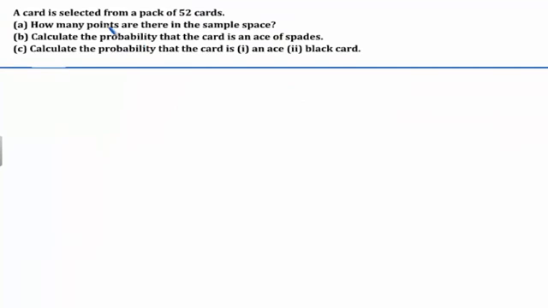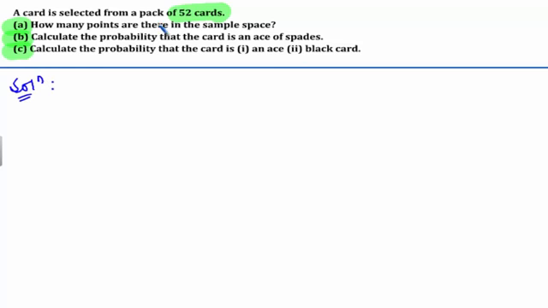This question says that a card is selected from a pack of 52 cards. We have to find how many points are there in sample space. Calculate the probability that the card is an ace of spades, and also we have to calculate the probability that the card is an ace or a black card. Let's begin with the solution.